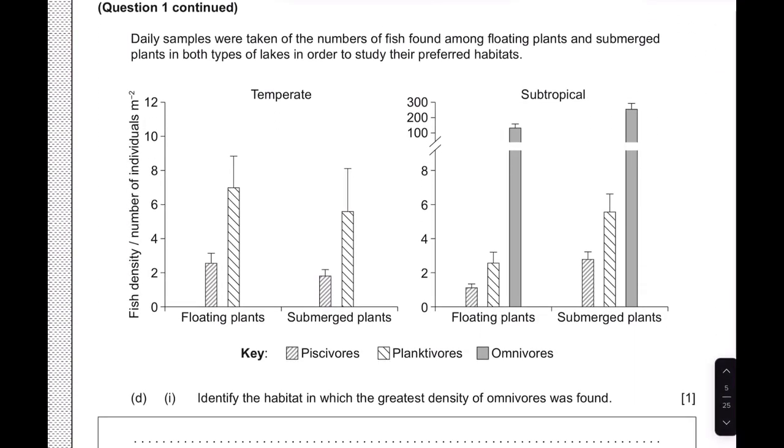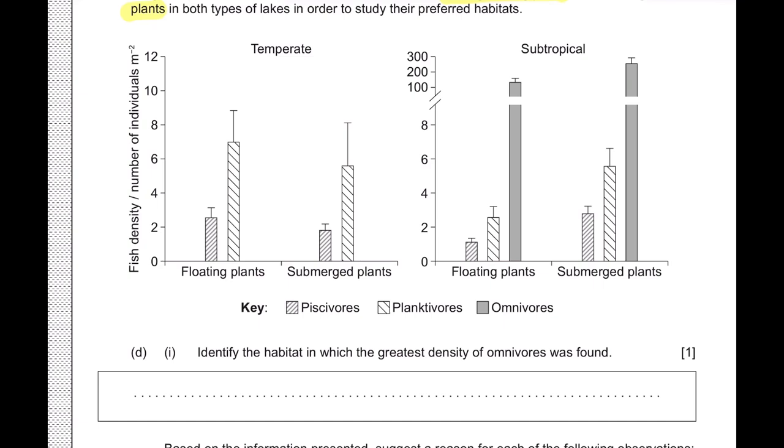Next question, daily samples were taken in a number of species, among floating plants and submerged plants, in both types of lakes, in order to see their preferred habitat. There are three varieties given based on their eating habits: piscivores, planktivores and omnivores. Identify the habitat in which the greatest density of omnivores was found. So greatest density of omnivores is here, and we are looking at the habitat, so it should be subtropical.